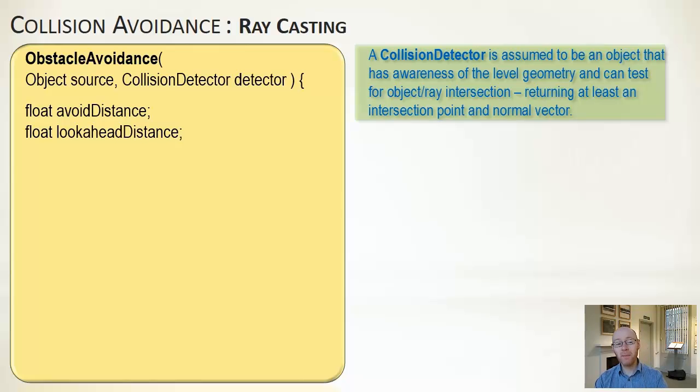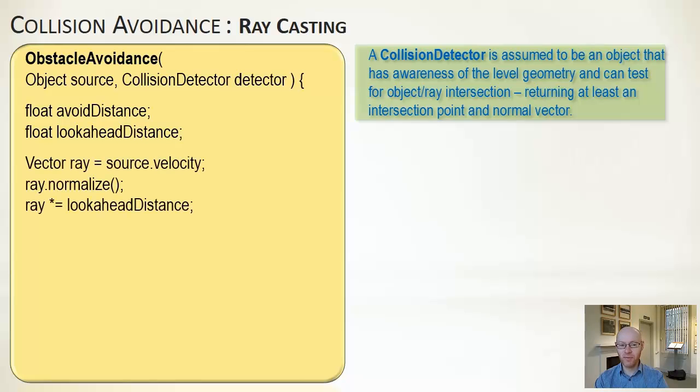We create a ray. The ray is based on the direction of travel of the object. So we look at its velocity, we normalize it, that gives us a unit vector of length 1, and that's our direction in which we're traveling. We then scale that up with our look-ahead distance, how long we want the ray to be, otherwise stated, how far in front of the object is it able to detect it's going to collide with something.